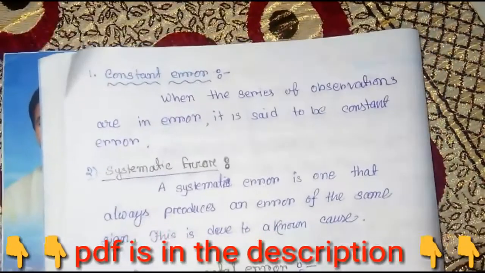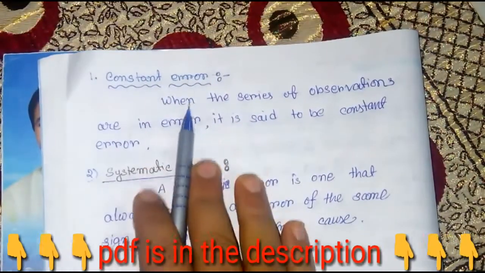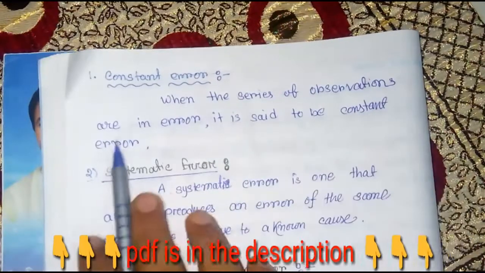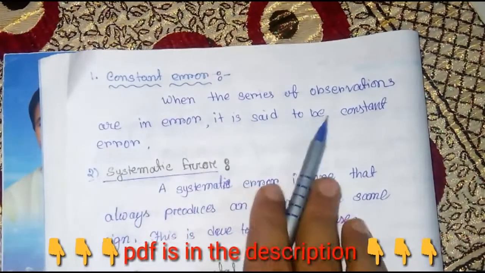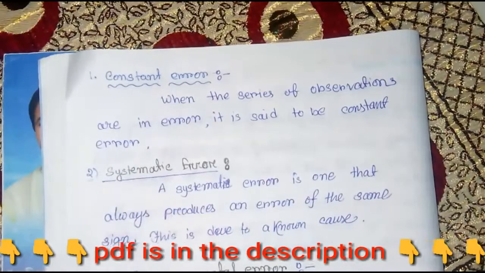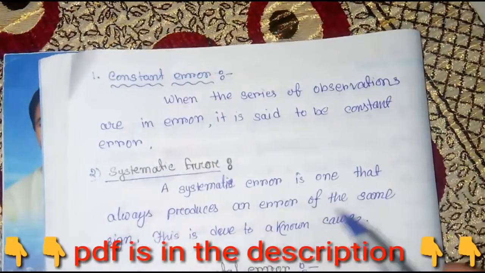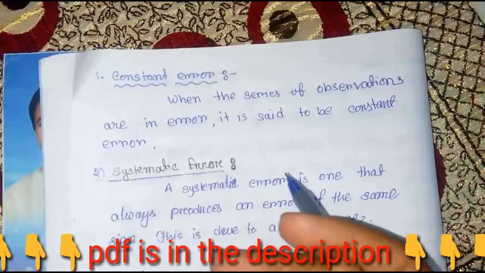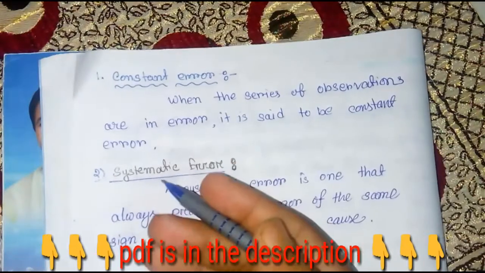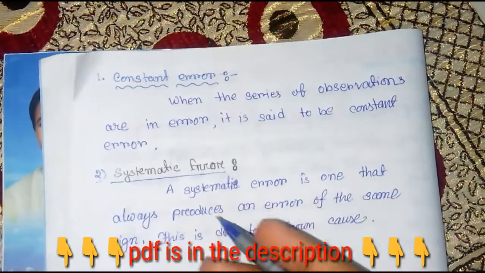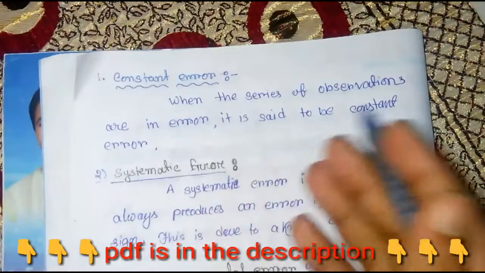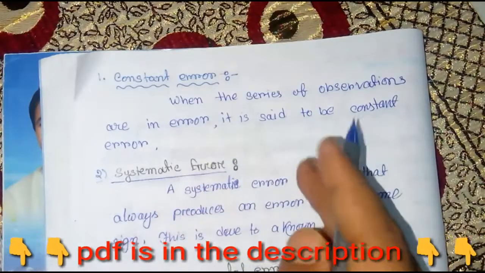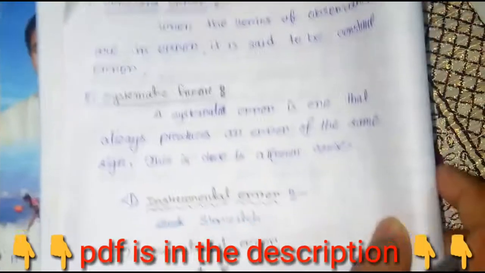Let's see the types of errors. So the first type is constant error. When a series of observations are in error, it is said to be constant error. That means when you do some experiment and the error comes continuously, that is called constant error. Suppose you are measuring length and it always comes shorter than the actual value, then it is called a constant error.